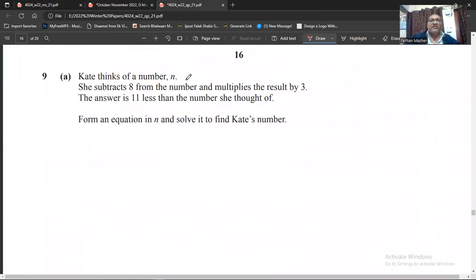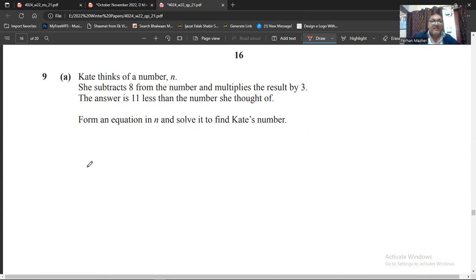Okay, so we are going to the next question, that is question number 9. He says, A part, Kate thinks of a number and she subtracts 8 from the number and multiplies the result by 3. The answer is 11 less than the number she thought. Form an equation in n and solve it to find Kate's number.